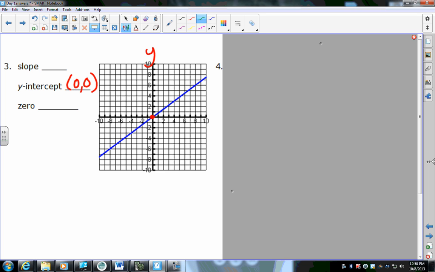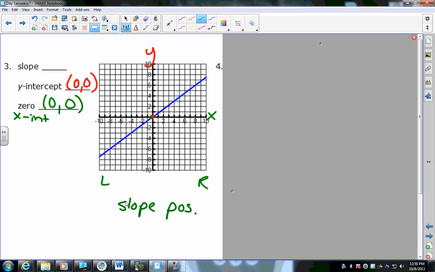Then we need to find the x-intercept. That's my vertical, my horizontal. It crosses at the same spot, 0, 0. Well, so now I'm in a little bit of an issue trying to figure out my slope. First thing I want to look at is my slope from left to right. Is my line increasing or decreasing? Is it going up or going down? It's going up. Since it's going up, my slope is going to be positive.